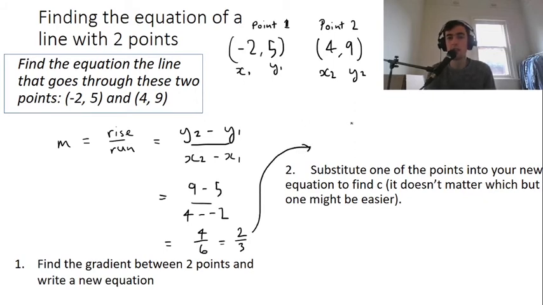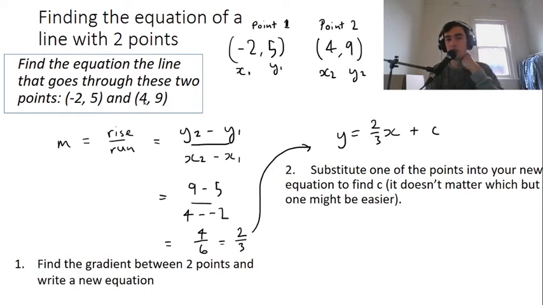So our new equation has to be, we rewrite the general form y equals mx plus c, except instead of m, we have to write this. y equals 2/3 x plus c. Alright, so let's substitute one of the points into the new equation to find c. So I'm going to choose the one without any negative numbers, because hopefully that will be a little bit easier.